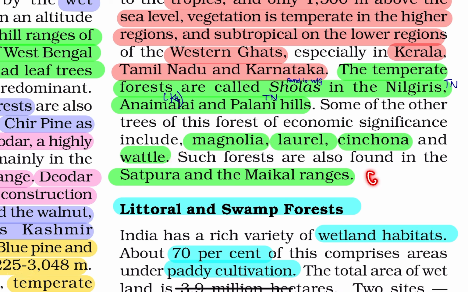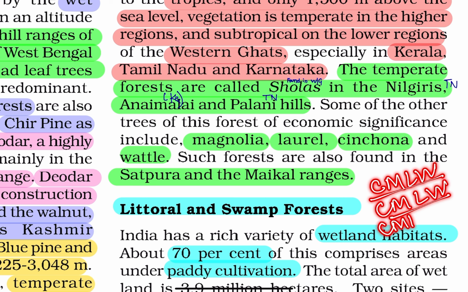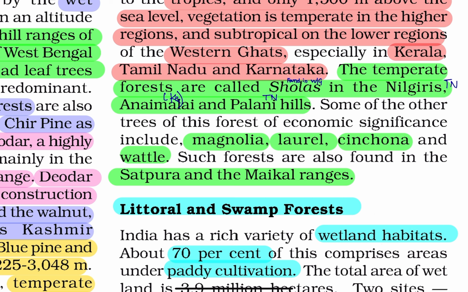It's like CMLW, CMLW. Right? Remember it this way: CMLW. And there is one more way. The way you remember BMW, remember CMW, just with an L. So C for cinchona, magnolia, wattle, laurel. Right? These forests are also found in the Satpura and Maikal ranges, in the central part of India and some part in the western Deccan.